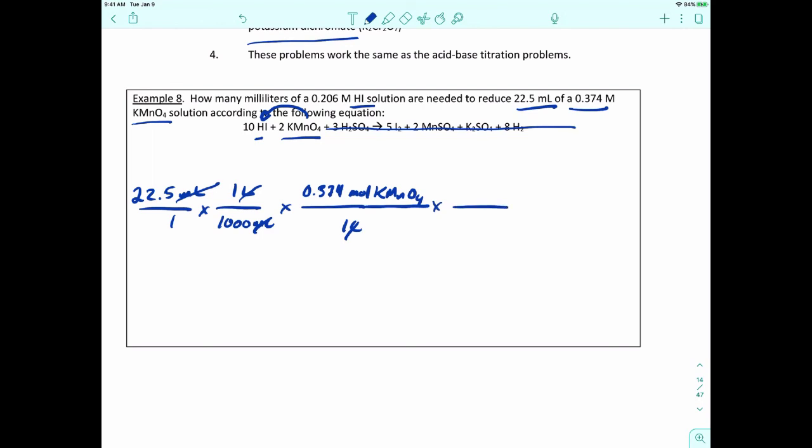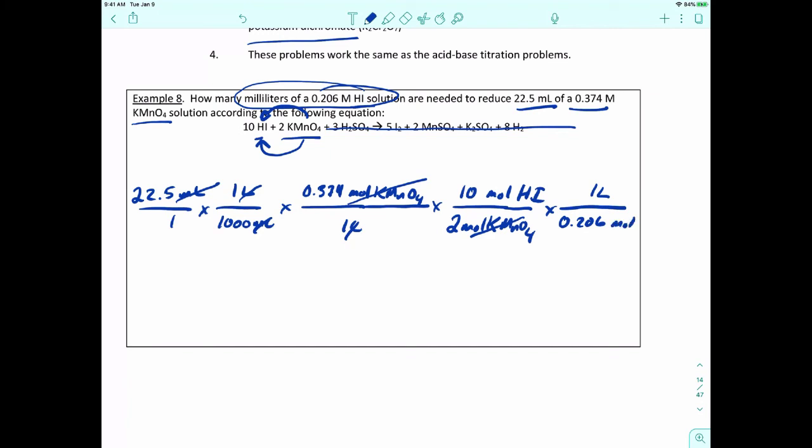Now, we need to go from moles of KMnO4 to moles of HI, and so we're going to put on the bottom 2 moles of KMnO4 because that's what we're getting from the chemical equation. We've got 10 moles of HI. Okay, so that way moles of KMnO4 cancel out. Now, we're told that we want to find how many milliliters we have. So we need to multiply this by our molarity, okay? But what I'm going to do is switch the definition around. So instead of being moles per liter, I'm going to put liters per mole. So 1 liter over 0.206 moles of HI. Okay, so that way moles of HI cancel out.